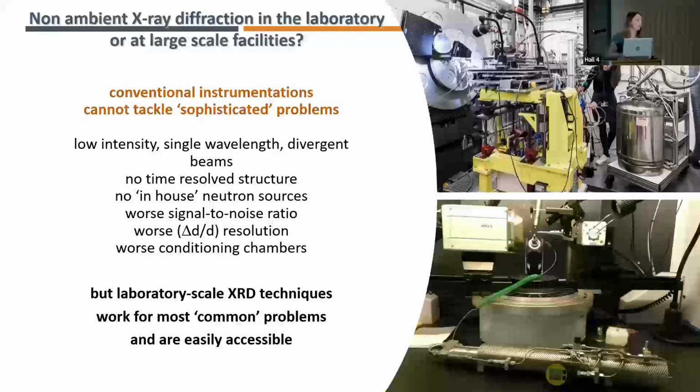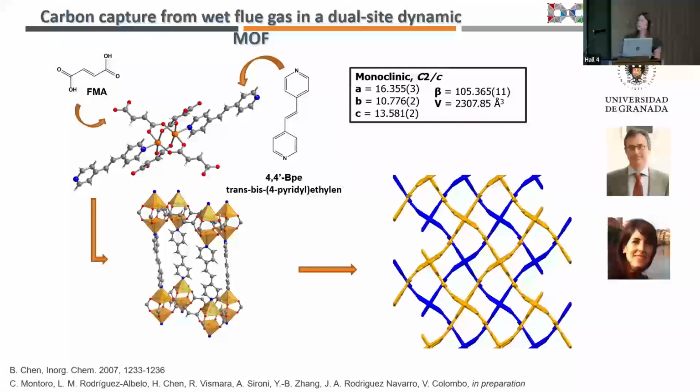So we don't have in-house neutron sources at our laboratories. Of course, we don't have such high resolution, which in some cases is necessary for some experiments. So I have chosen 3 examples. The 3 of them are quite recent and still in progress.